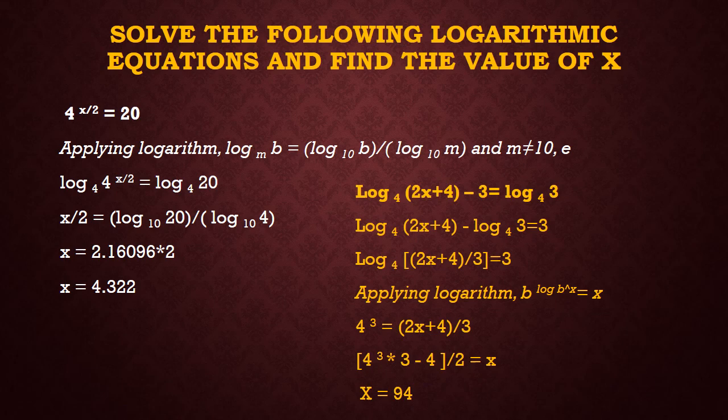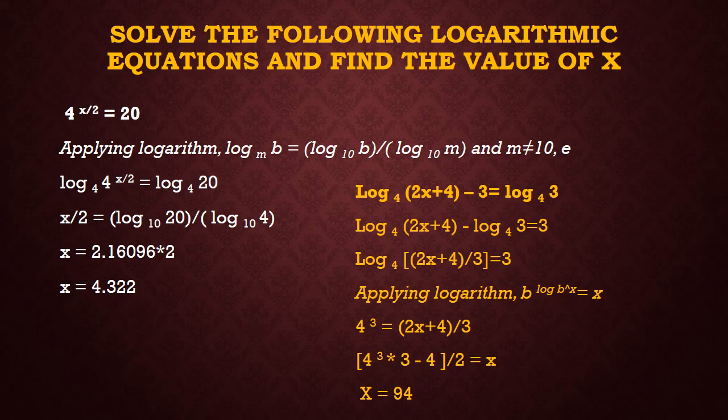Now we have taken common base terms, and so we can solve this equation according to the formula here. Since the bases are common in the first log term, you get the power x over 2 as your answer. Now this x over 2 is equal to log of 20 over log of 4 according to the logarithm formula we have given above. And so x is equal to 2.16 multiplied by 2, which is x is equal to 4.322.